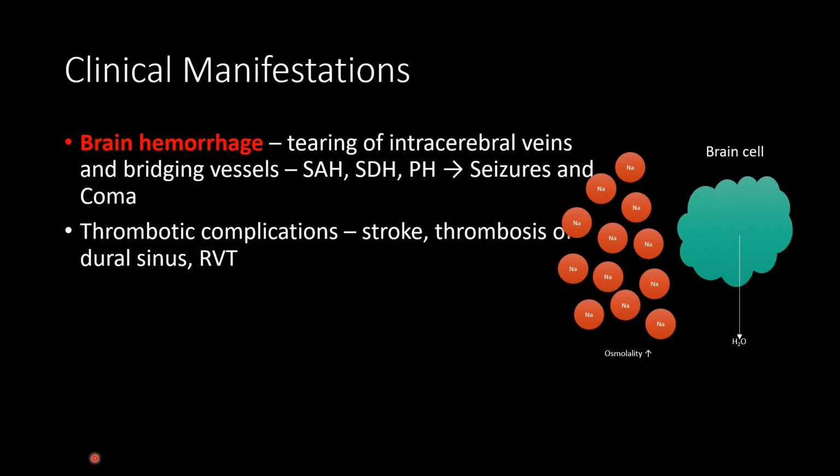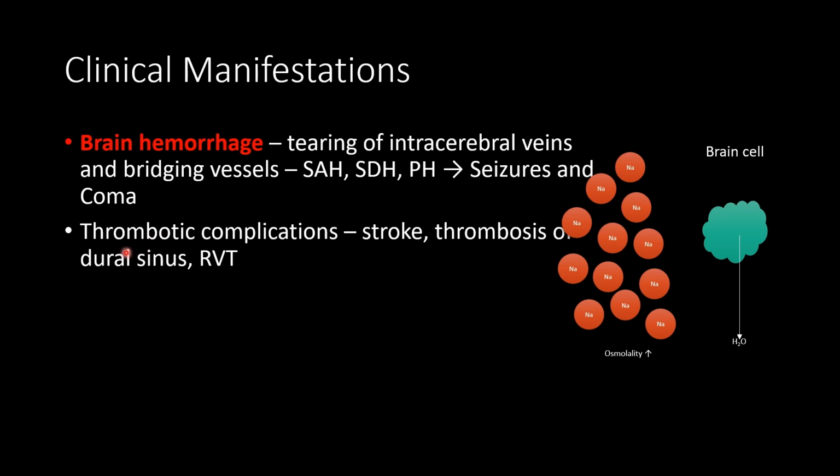So there will be clinical features of brain hemorrhage, because there will be tearing of the intracerebral veins and bridging vessels, because the cell is getting detached from the meninges, detached from the vessels. So any type of hemorrhage can happen, basically subarachnoid hemorrhage, subdural hemorrhage, parenchymal hemorrhage, which will lead to seizures and coma, and there may be thrombotic complications.